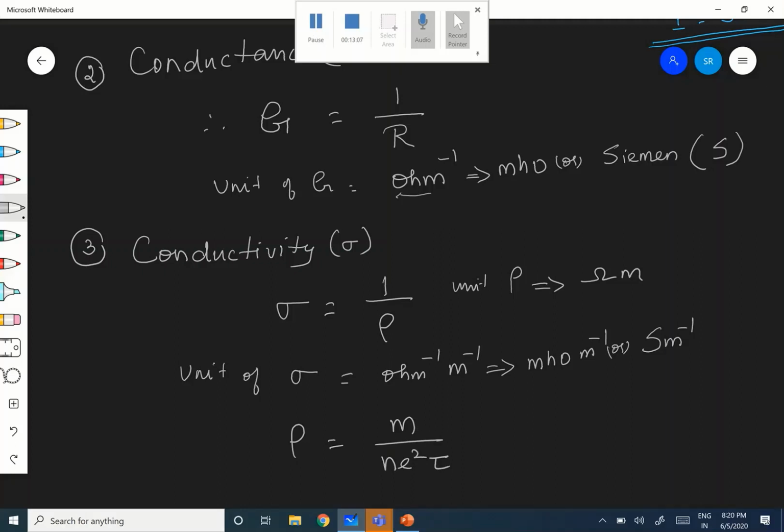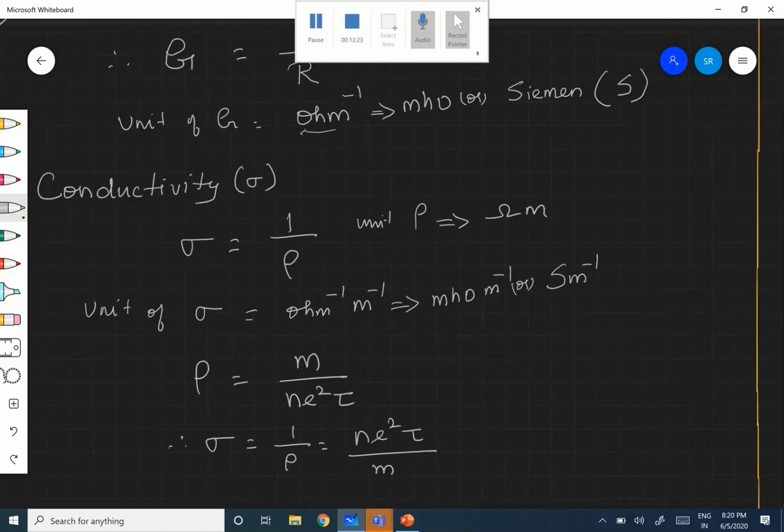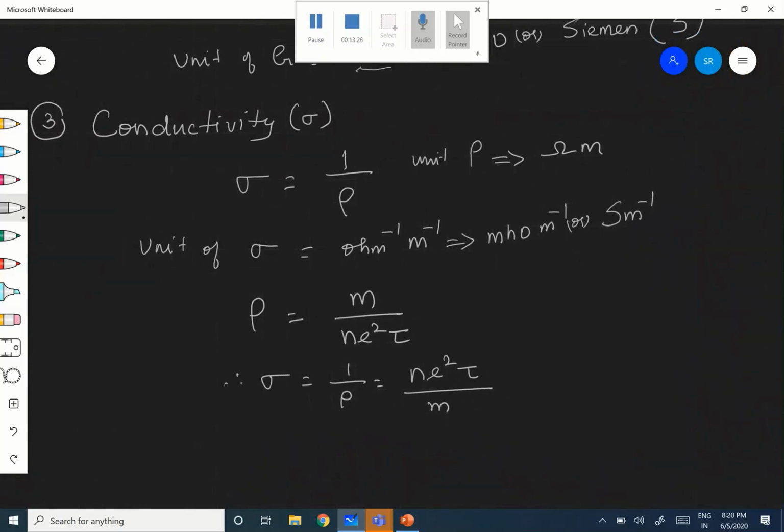Therefore, sigma is equal to 1 by rho, that is equal to n e squared tau by m. Are you following? Therefore, you can even say on what factors it depends. As with resistivity, it depends on the nature of the conductor as well as the temperature, tau. Here, sigma is the conductance.